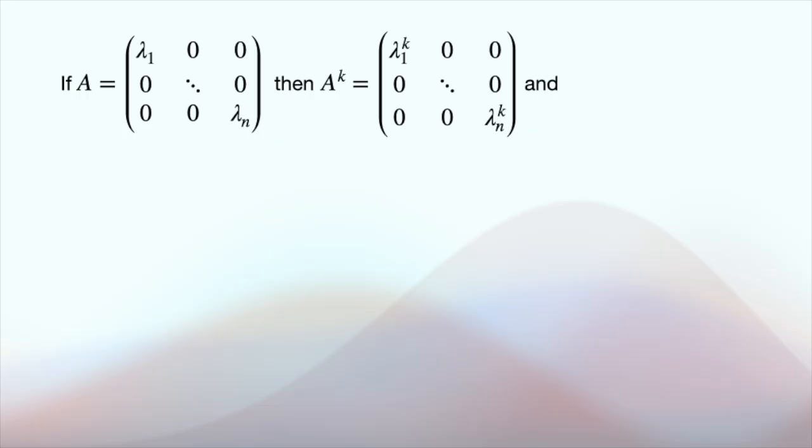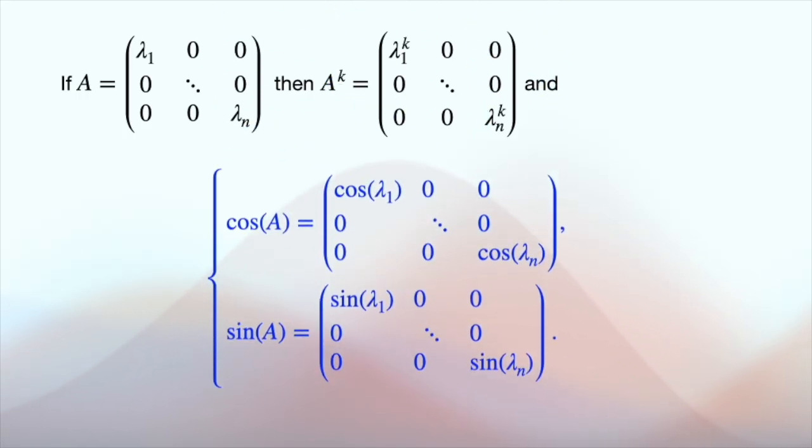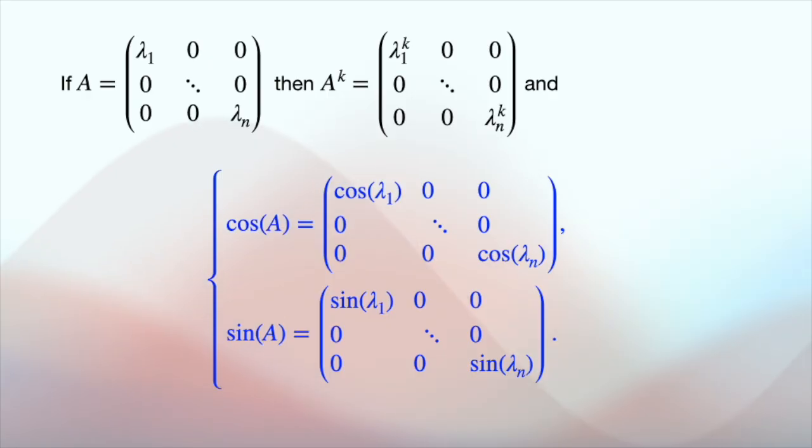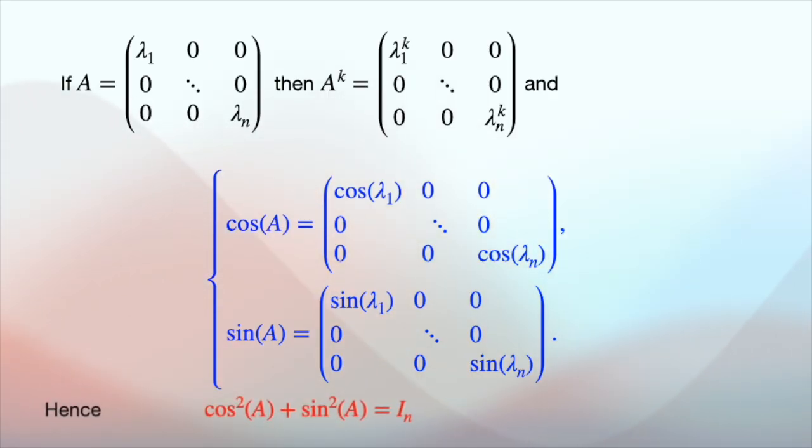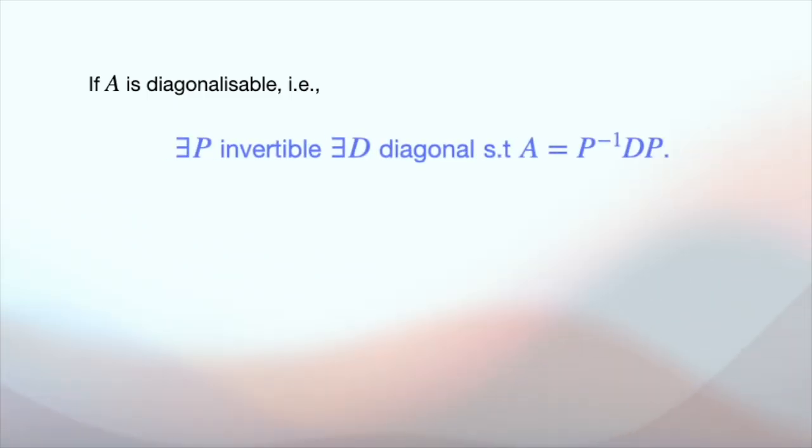suppose that A is diagonal. So if A is diagonal, then A to the power k is given by the diagonal matrix of the power k of the entries of A, and hence, by using the definition of cosine A and sine A, we get that cosine A is just the diagonal matrix with the cosines on the diagonal, and the sine is the same thing, and we get the desired formula.